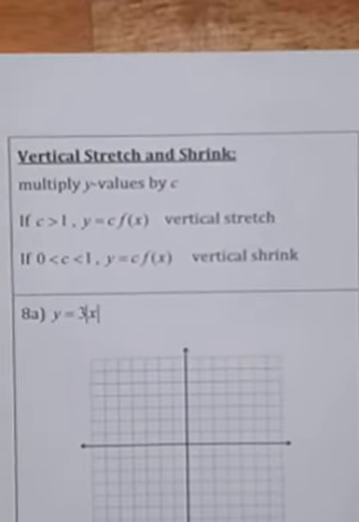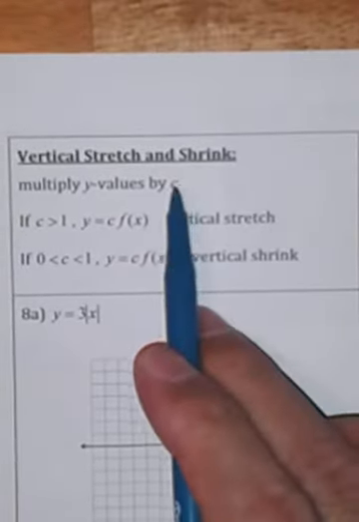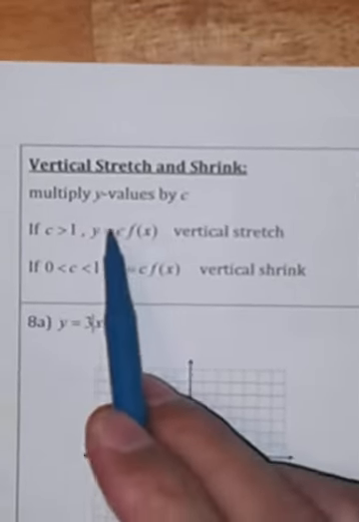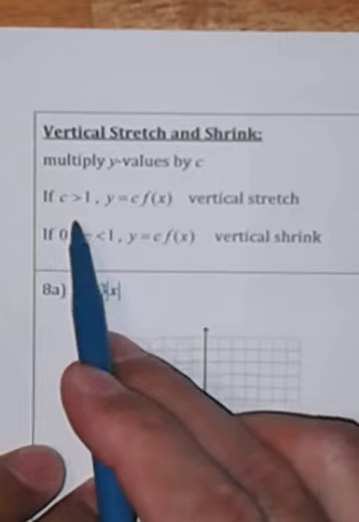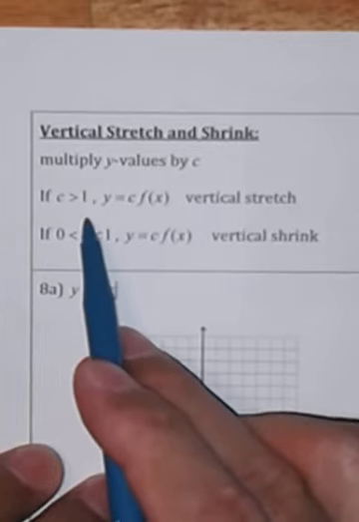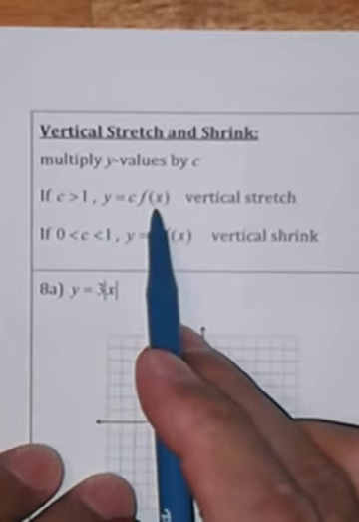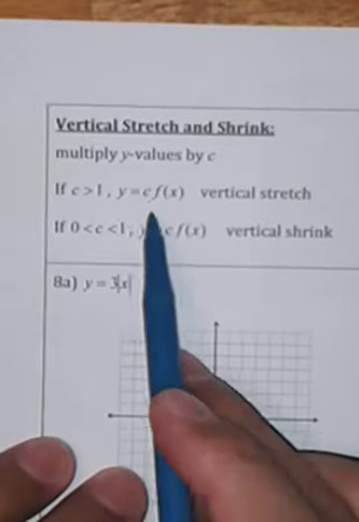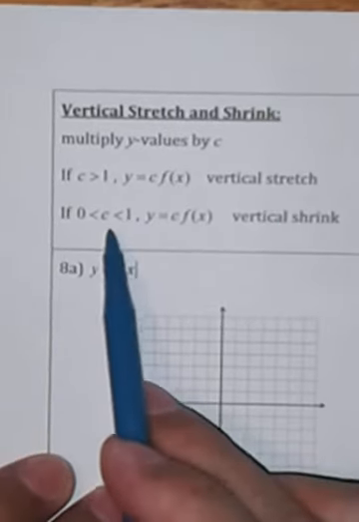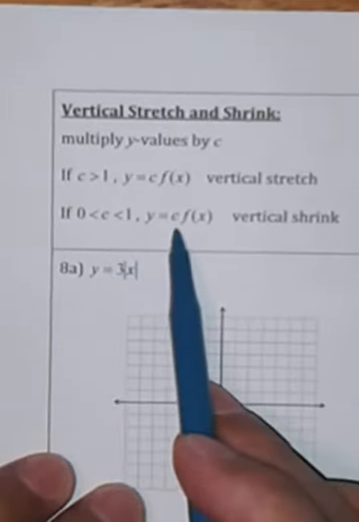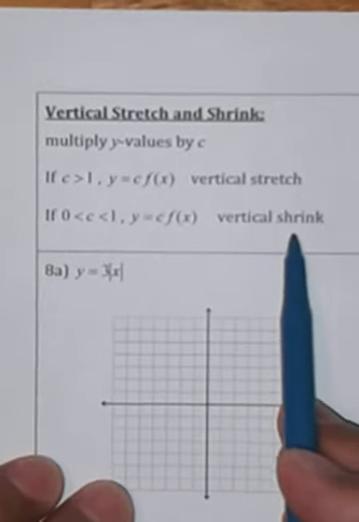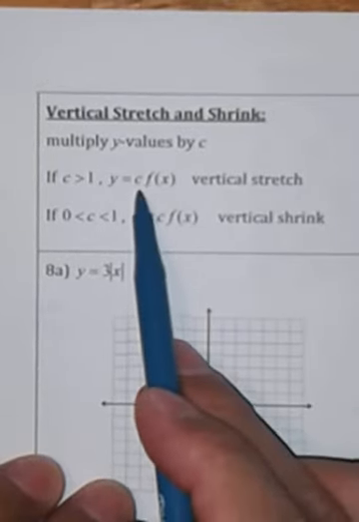All right, we continue section 3.5 with vertical stretching and shrinking and horizontal stretching and shrinking. Let's look at both of these, how they look. So the first one says, suppose c is greater than 1, then y equals c times f of x is a vertical stretch. Notice c is outside the argument. And if c is between 0 and 1, then y equals c times f of x is a vertical shrink. And that's because you're just multiplying y values by c.